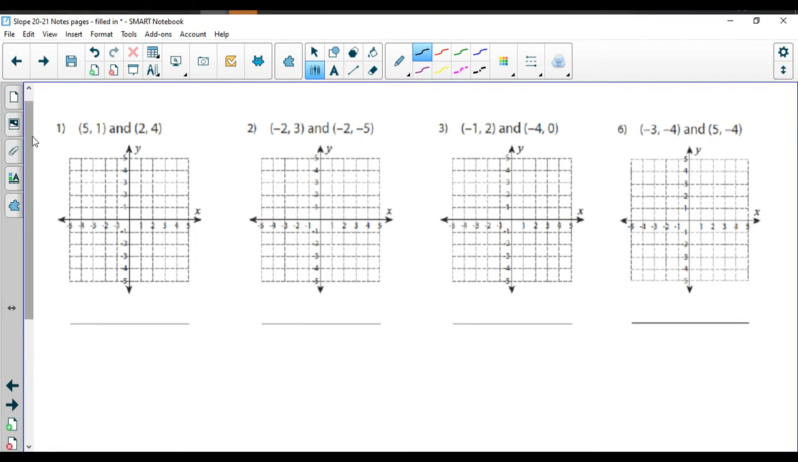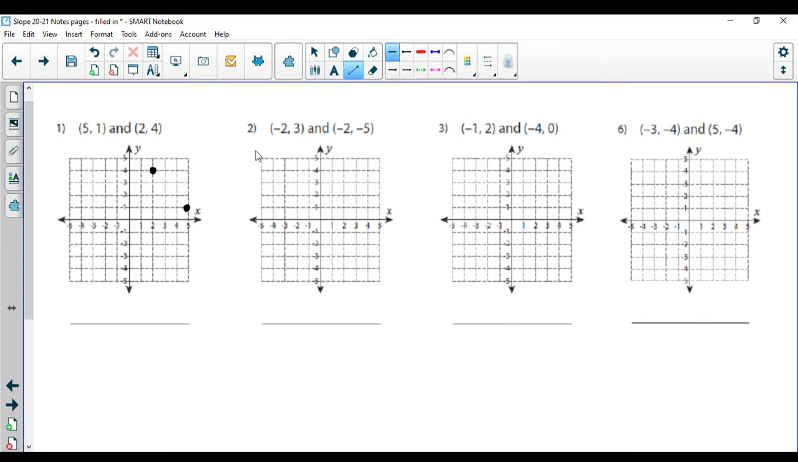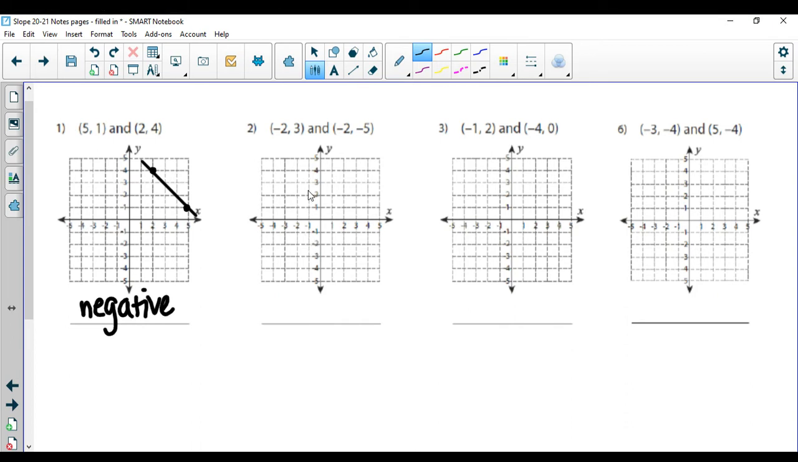So just to real quick refresh that, we're going to plot some points here. So we have the point (5, 1) and then we have the point (2, 4). And if I connect those two together with a line, and then I extend that line just a tiny little bit, we're going to see a line that's going downward from left to right. So we would call this a negative slope for this line. When we actually calculated the number, it would have a negative in it.